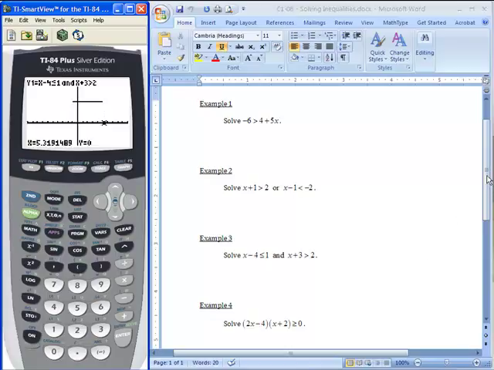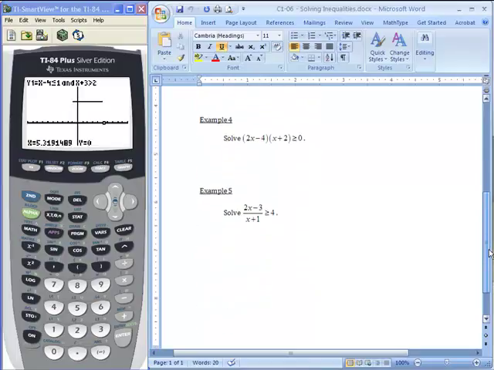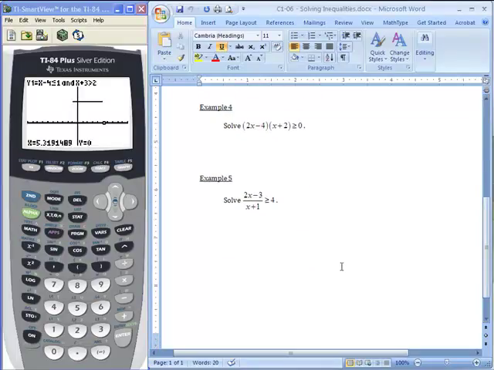Two more examples I'd like to look at. One involves a quadratic, here in example 4, and the other one involves a rational expression. You've probably never dealt with inequalities that look quite like these before. You may have, but a lot of students haven't when they first come to this course. And therefore the calculator can be very helpful when we're trying to evaluate these things. All right, so let's take a look at example 4.